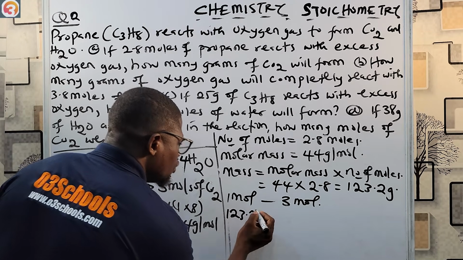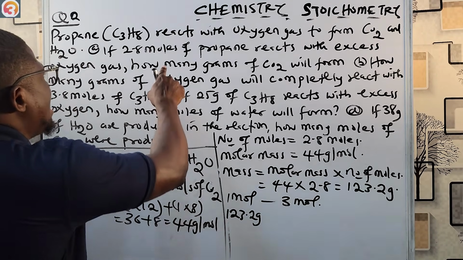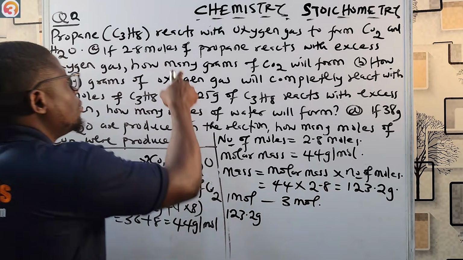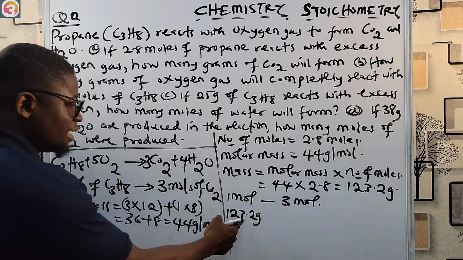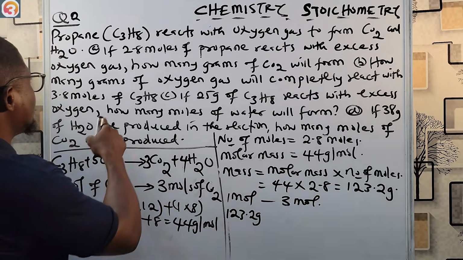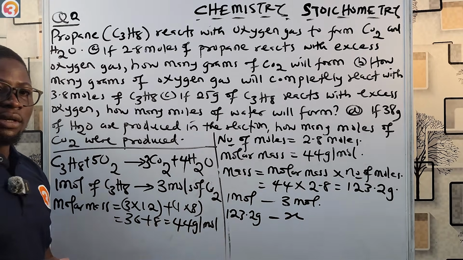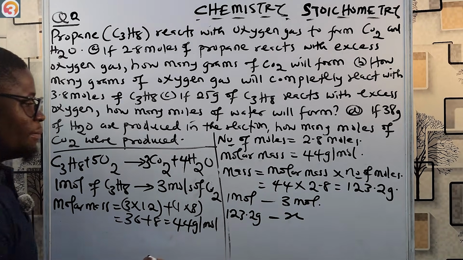123.2 gram, which compares to the number of moles of propane. Okay. This mass compares to the number of moles of propane. So 123.2 gram of propane will give us X gram of CO2.